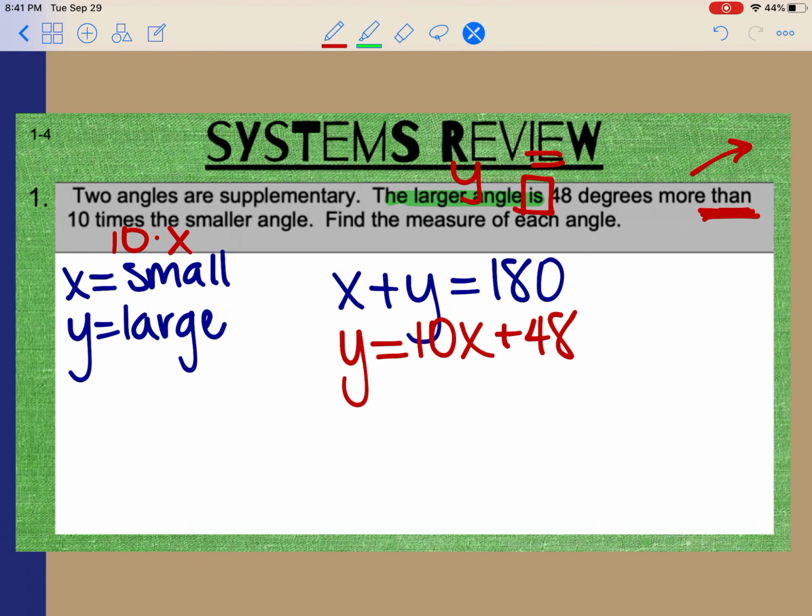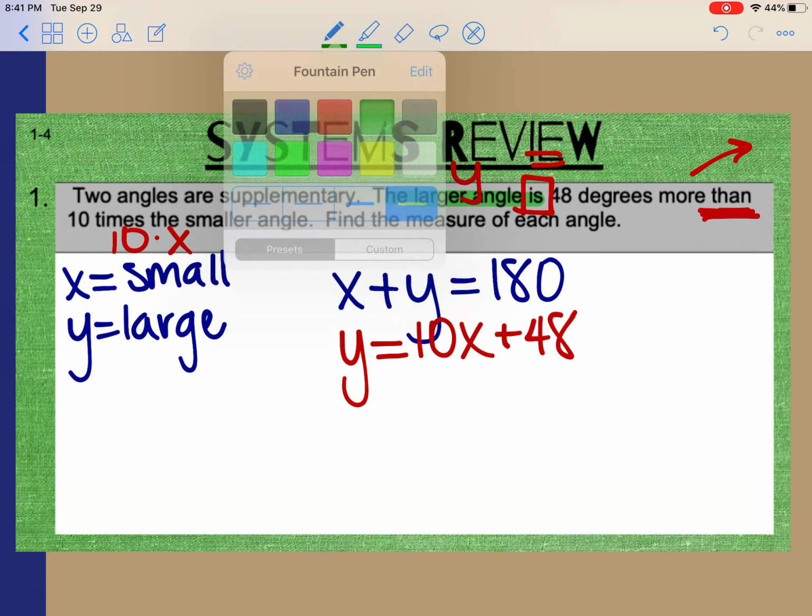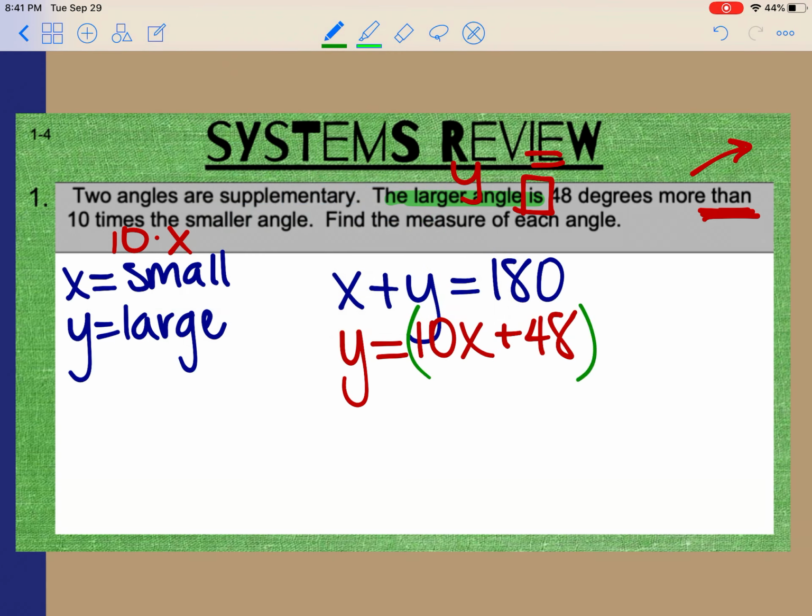At this point, you can either eliminate or substitute. My advice would be to just substitute because the y is already isolated. If you need a refresher on that, remember to take the 10x plus 48 and sub it in for the y and solve for x. Once you get x, then you can plug that back in and find your y value.